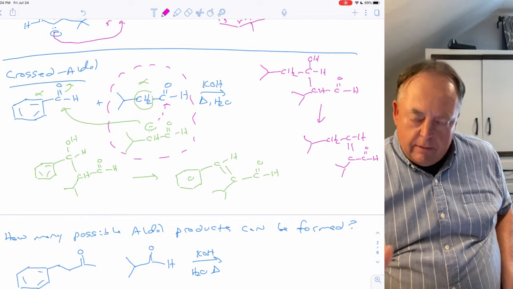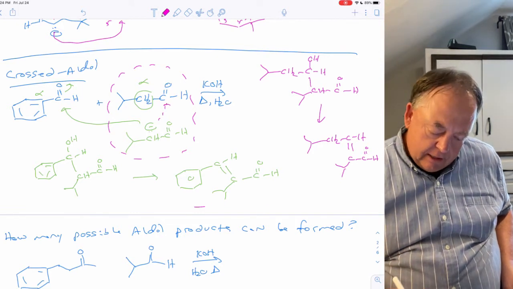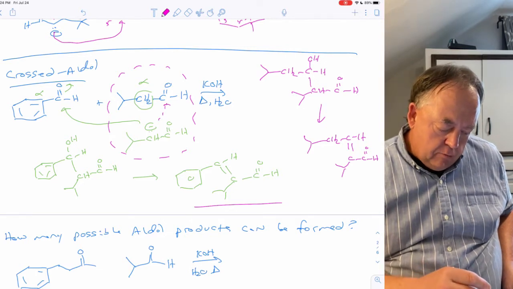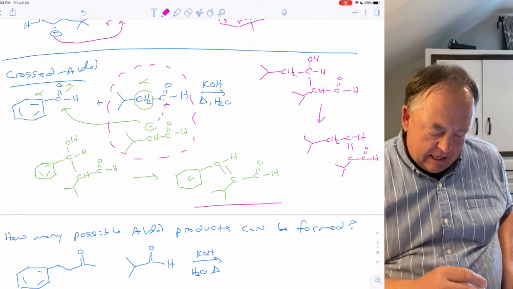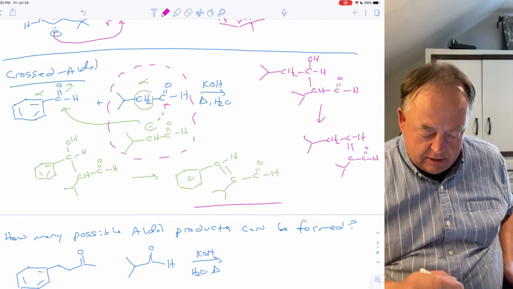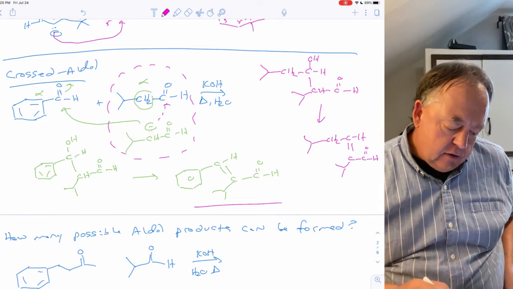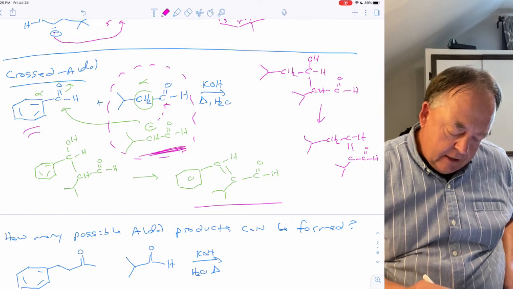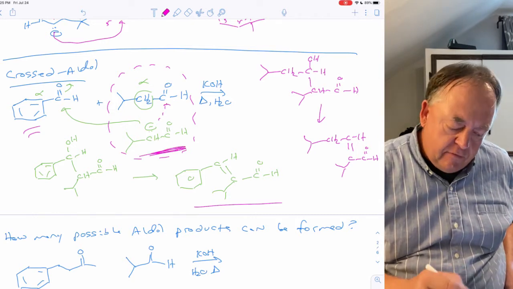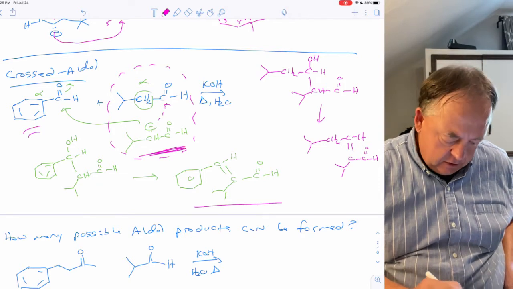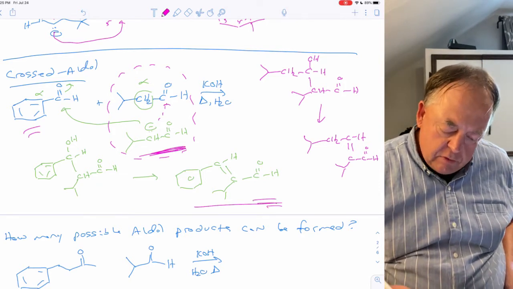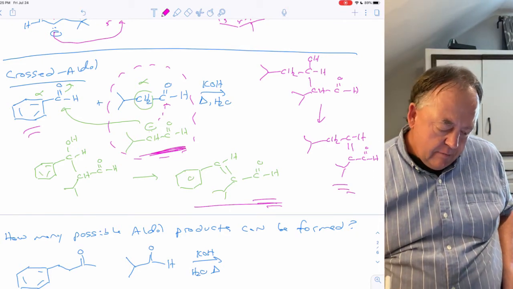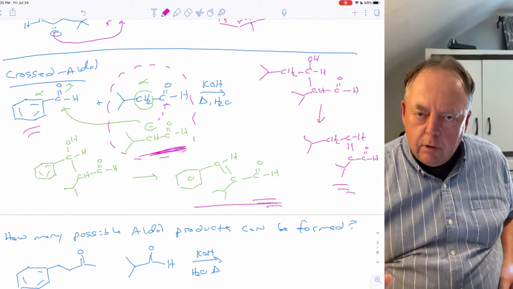So if you wanted to only make this one, how could you favor that reaction? Well, you could just use more benzaldehyde, right? If you have an excess of benzaldehyde, it can't do anything besides react with the enolate. So if you have a whole bunch of this, then chances are that this enolate that you make would find benzaldehyde before it found the other aldehyde. And so that would give you more of this product and less of this product, right? But there's two possible aldol products that you could make.